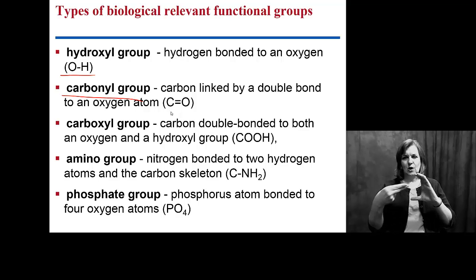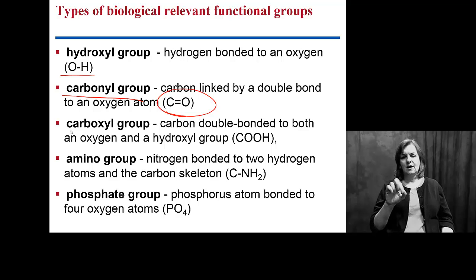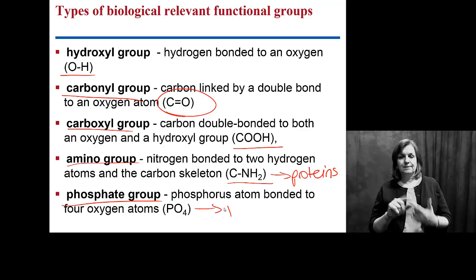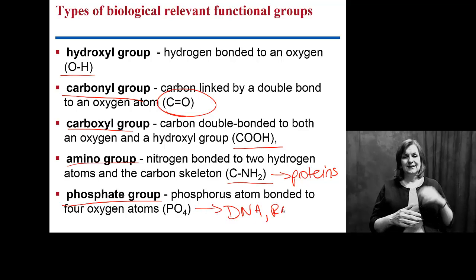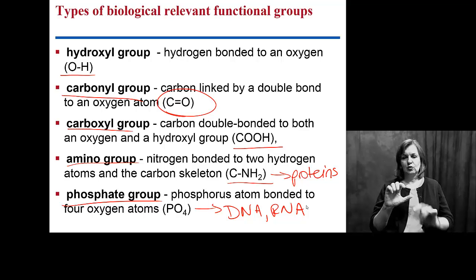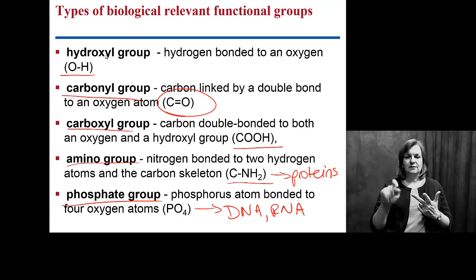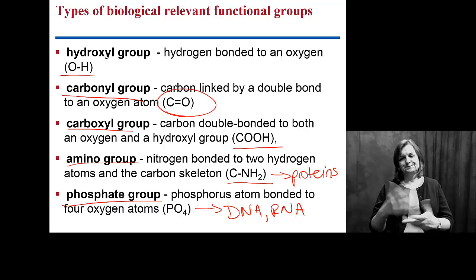Carbonyls, we look at a C double bond O. Carboxyls, these are all here for you. Amino groups, these are going to be very important in proteins. Phosphate groups, we'll see these a lot in DNA, RNA. Okay. C double bond O with our carbonyl group and our hydroxyl groups and our carboxyl groups. These will be important in a lot of different compounds. You'll see these kind of all over the place as we talk about them.